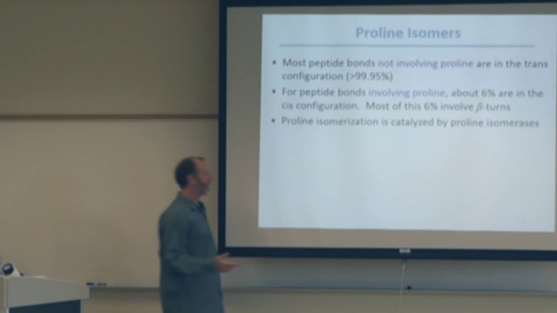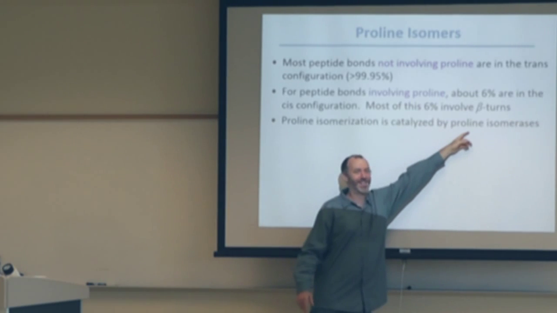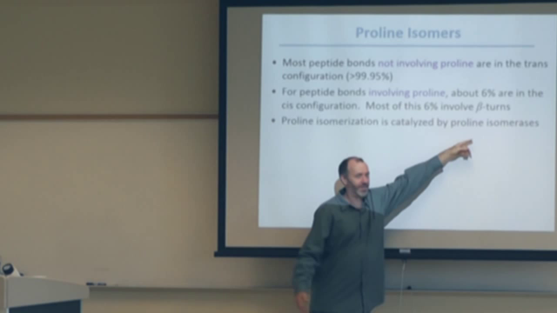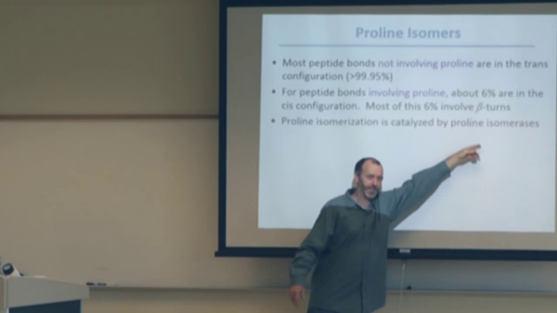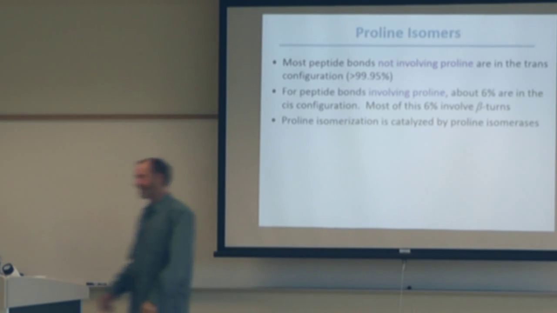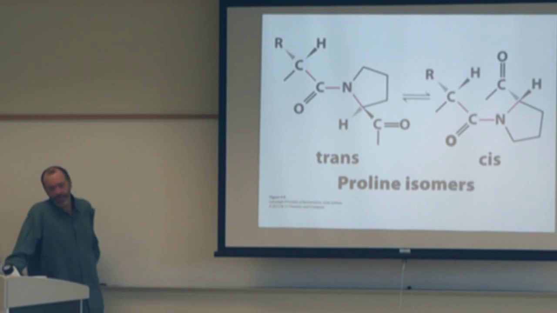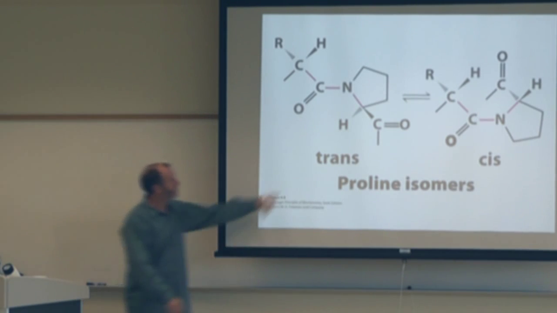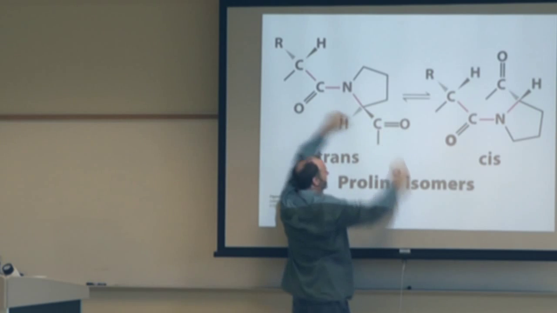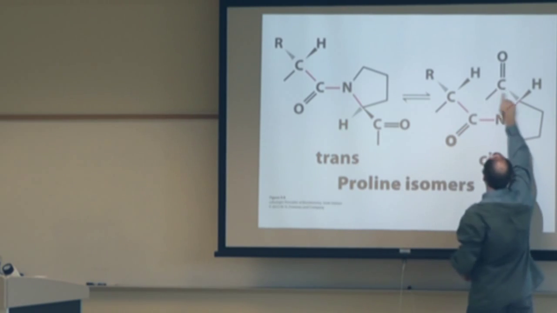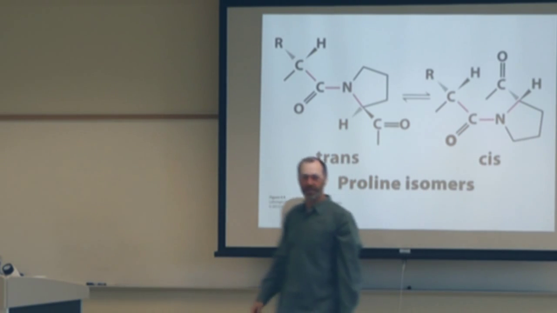So proline isomerases are going to catalyze the isomerization of proline, right? From cis to trans, and this just shows you the cis and trans. So trans, that ring's poking out. Cis, that ring's poking in, and if you look at cis, it makes it look like a good beta turn.